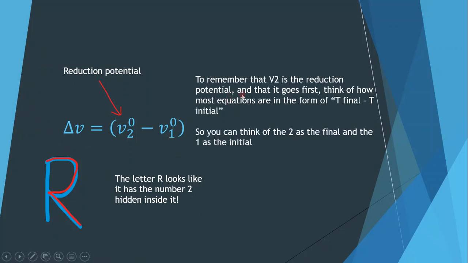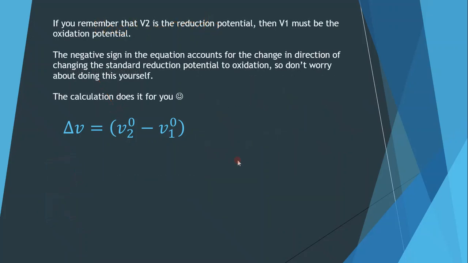And to remember that V2 is the reduction potential and that it goes first, think of how most equations are in the form of T final minus T initial. So you can think of the 2 as a final and the 1 as the initial. Or a lot of people will say cathode or node or third node, whatever helps, but for me, the 2 hidden inside the R and T final minus T initial is what helps me a lot.